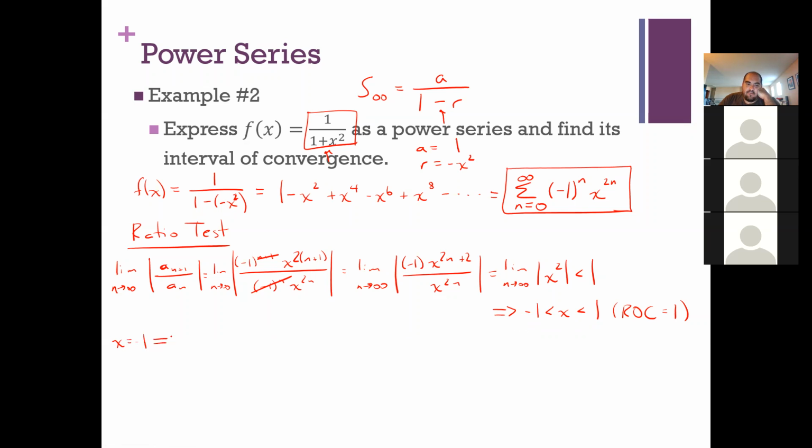So I got x equals -1. I'll go ahead and test that. So I get -1 to the n times -1 to the 2n. The -1 to the 2n there is going to be the same as this. If I split it up like that, hopefully you see that -1 squared is just going to make that always equal to 1. So then what I have is this series.